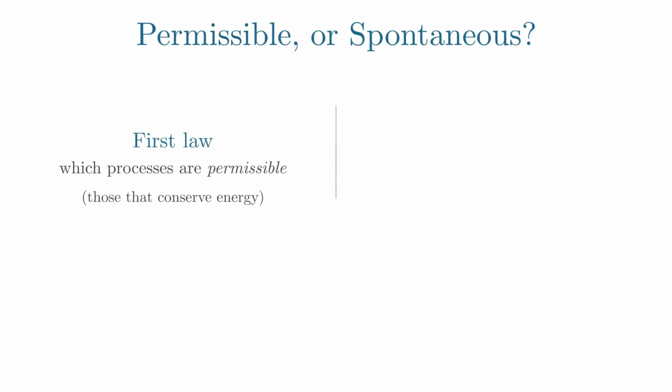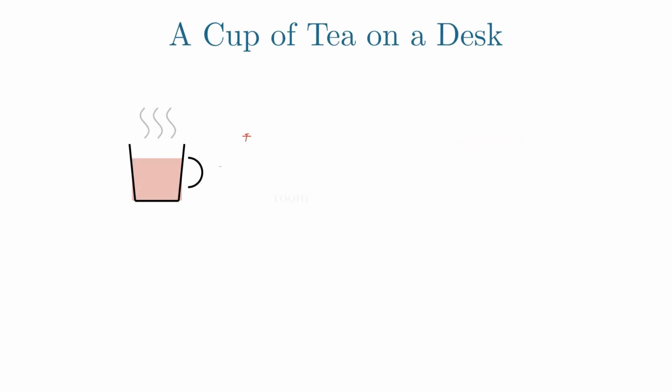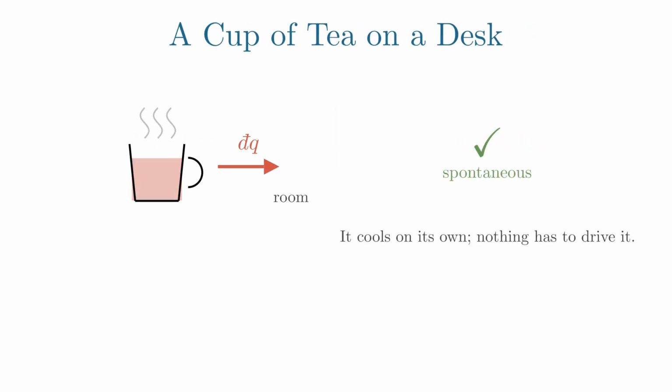The first law tells us which processes are permissible, those that conserve energy. It does not tell us which of them actually happen. A cup of tea left on a desk goes cold, but a cold cup never draws heat back out of the room and reheats itself. Yet energy would be conserved either way.